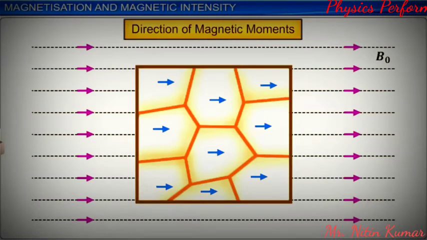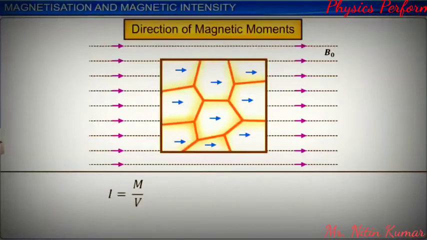Thus, the net magnetic moment per unit volume is called magnetization or intensity of magnetization. That is, I is equal to m by v. The unit for intensity of magnetization is ampere per meter. Its dimensional formula is M0 L-1 T0 A1.